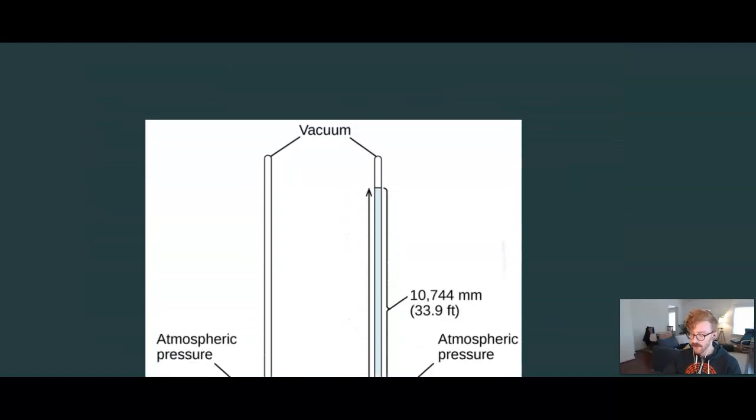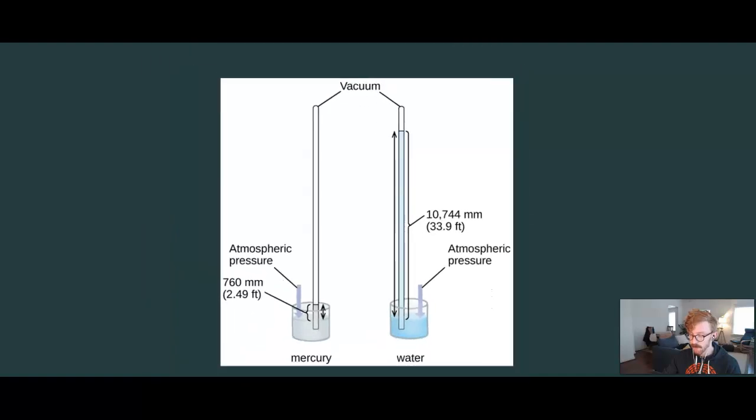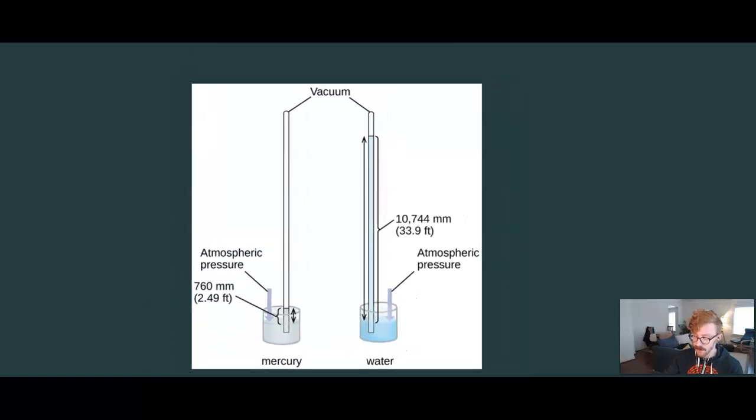What I want to jump into is how to measure pressure. This is an example of a barometer. This is one type of instrument used to measure pressure, and a barometer is typically used to measure atmospheric pressure and changes in atmospheric pressure. You can use a barometer that has liquid water in the bottom in this container that's open to atmosphere, but you can also use liquid mercury that's in the container that's open to atmosphere.